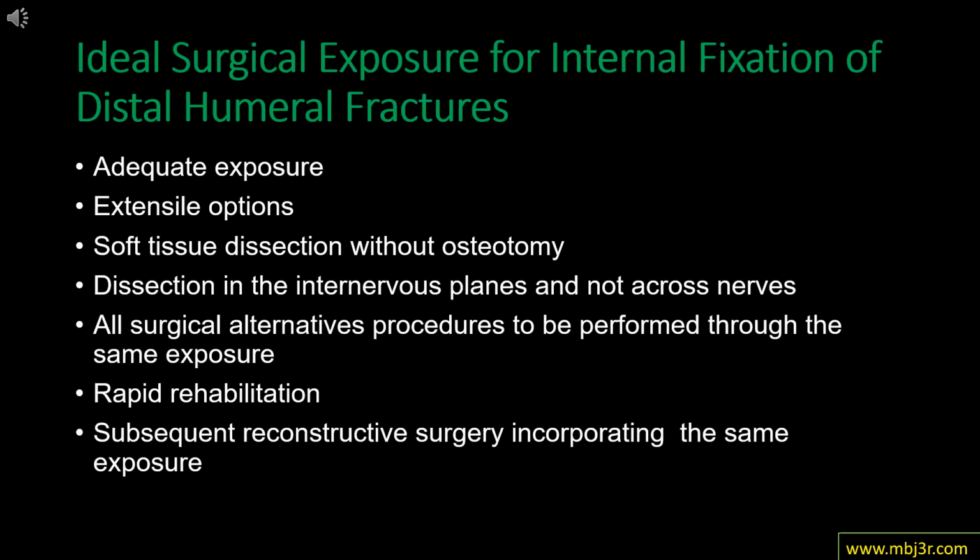Then which is the ideal approach? The ideal surgical exposure for internal fixation of a distal humerus fracture should provide adequate exposure of the joint. It should be extensile if required. You should be able to extend it. It should involve soft tissue dissection without osteotomy, dissection in the internervous planes, not across the nerves. All alternative surgical procedures should be performable through the same exposure, with rapid rehabilitation and subsequent reconstructive surgery incorporating the same exposure. If it provides all these advantages, then that is an ideal approach.